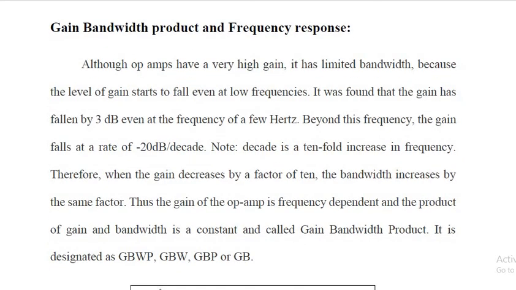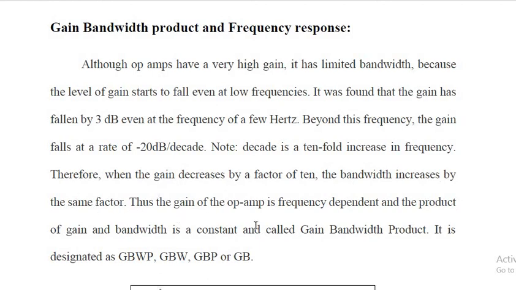Next heading, gain bandwidth product and frequency response. Although op-amps have a very high gain, they have limited bandwidth because the level of the gain starts to fall even at low frequencies. It was found that the gain has fallen by 3 decibel even at a frequency of a few hertz. And beyond this frequency, the gain falls at a rate of minus 20 decibel per decade. What is a decade? It is a 10-fold increase in frequency. That is, the gain decreases by a factor of 10 as the frequency increases by a factor of 10.